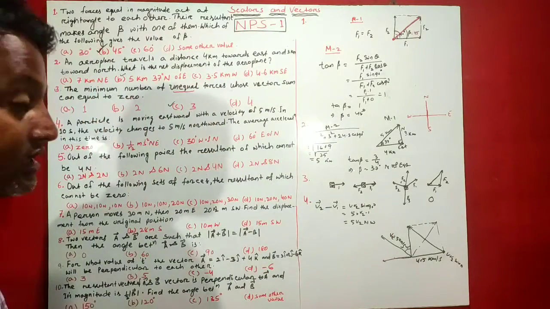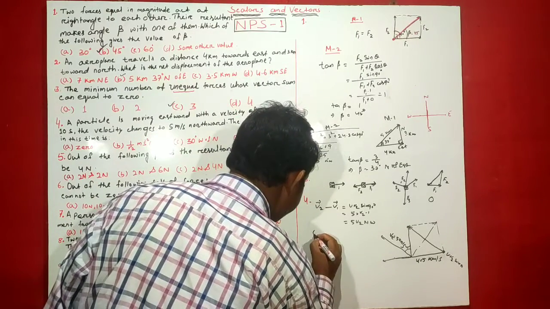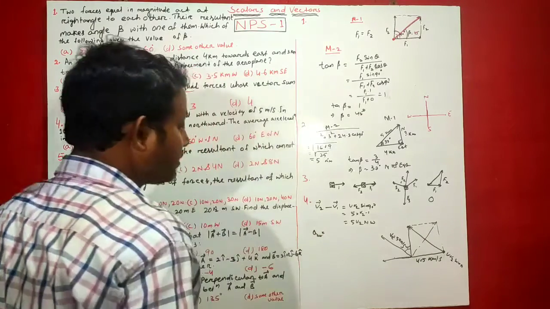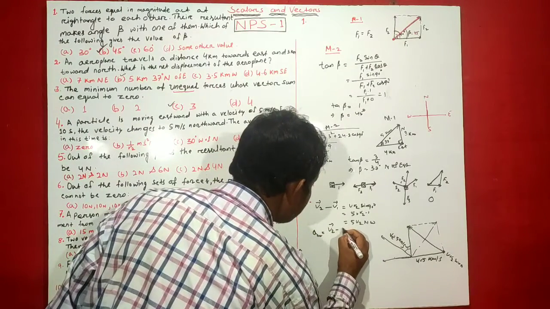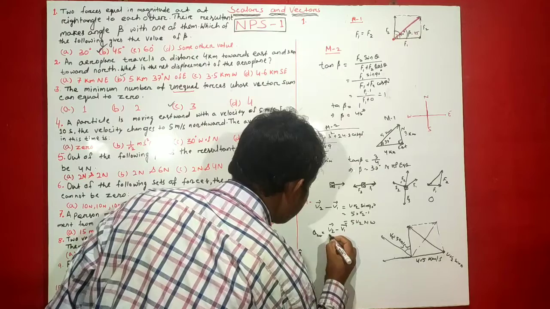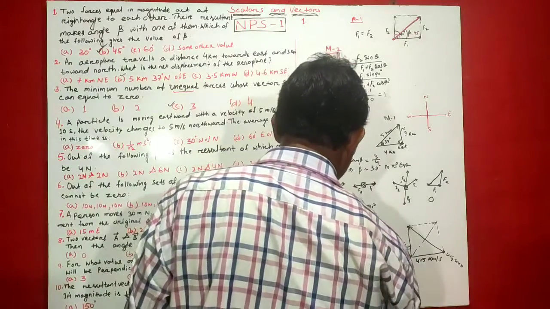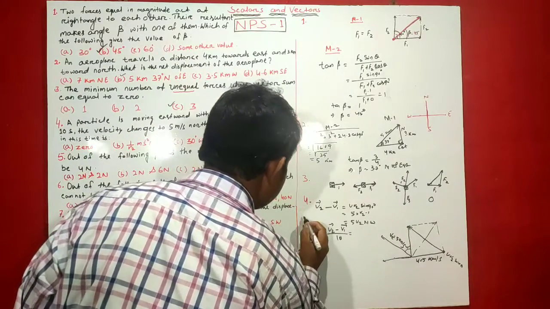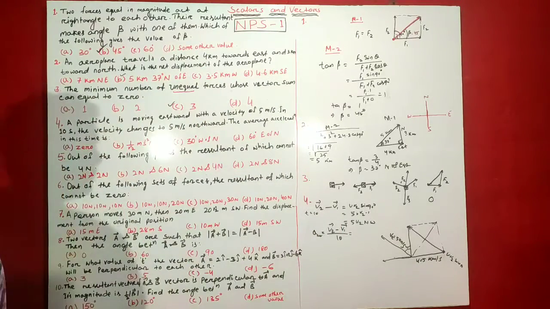But he asked the average acceleration. Average acceleration means that acceleration is equal to V final, that is V2, minus V initial, that is V1, by time taken, that is 10 seconds. T is equal to 10 seconds, given here.